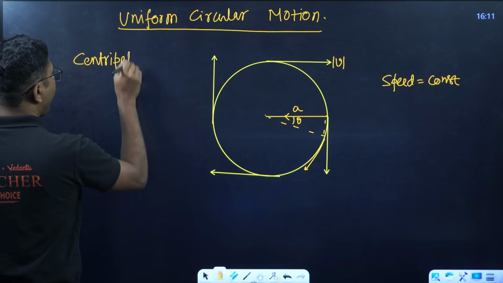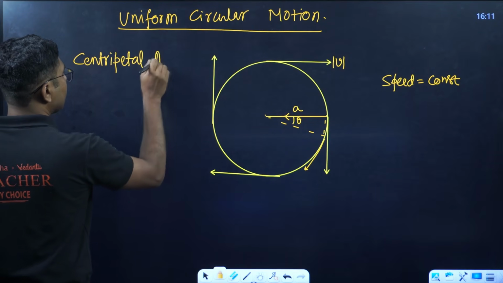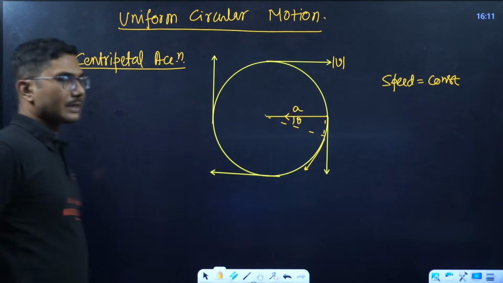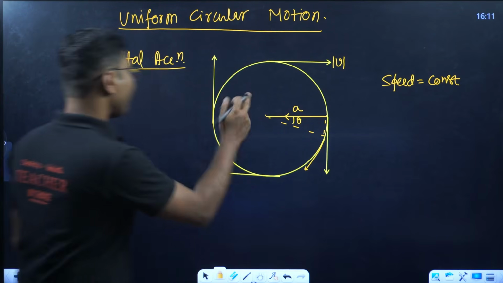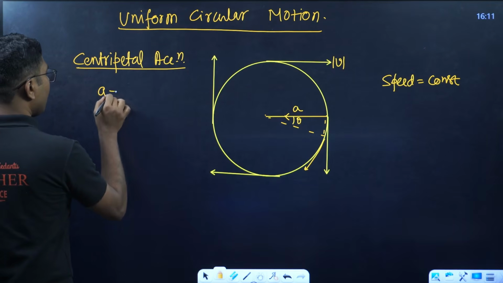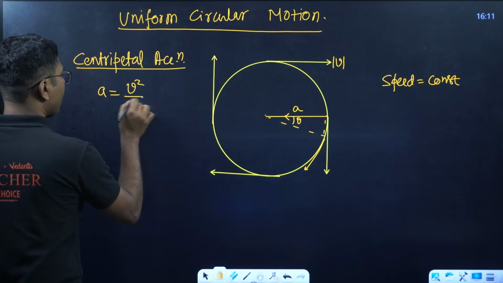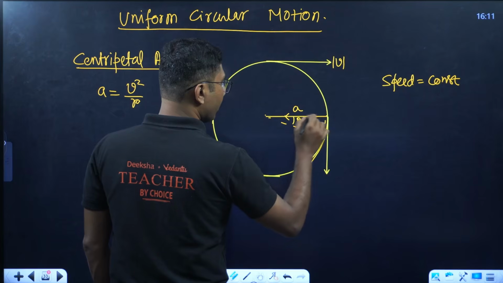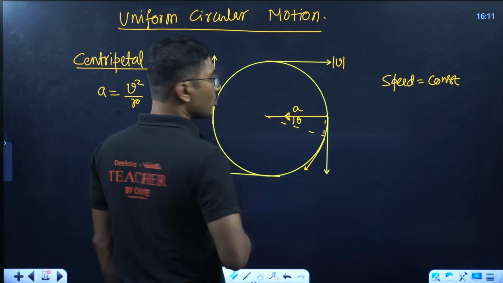Centripetal acceleration. Okay, centripetal acceleration, and its value is given by v square upon r. R is the radius of this path. Okay, acceleration is pointed towards the center.